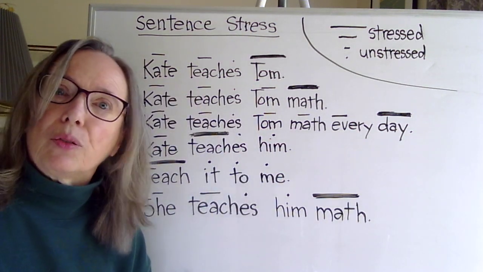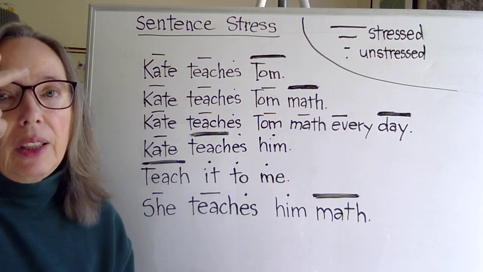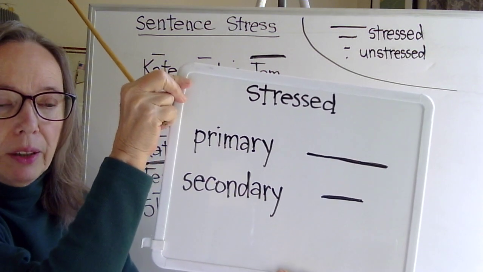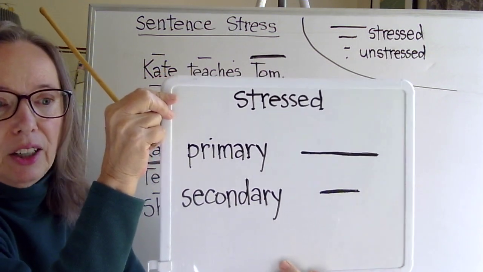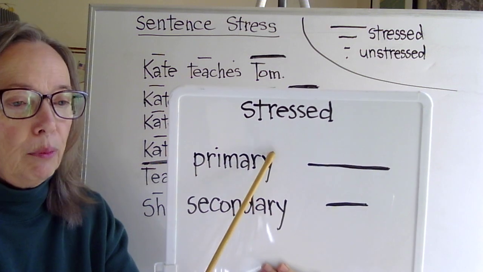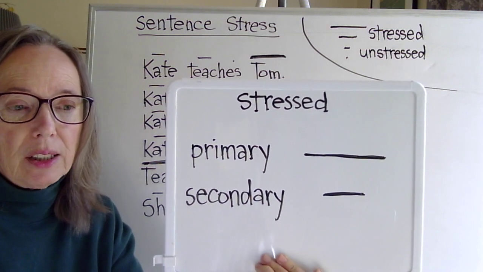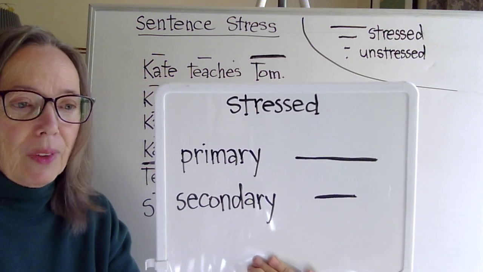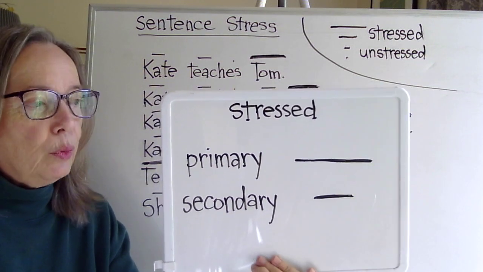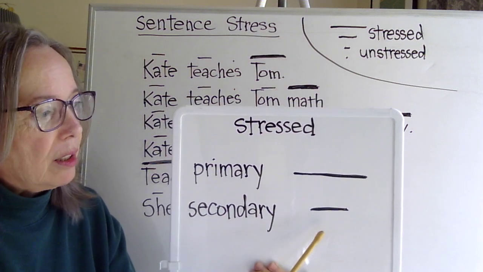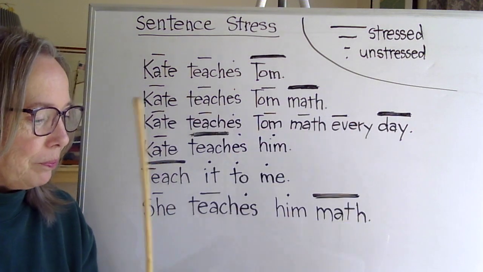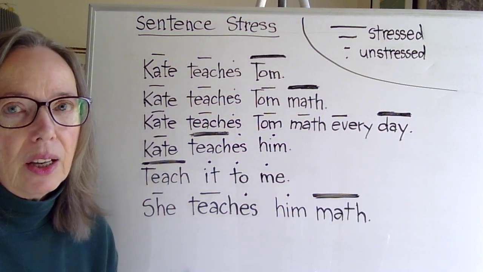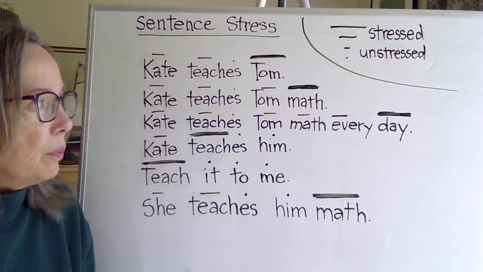When we talk about the stress levels for these stressed words, we usually call them primary and secondary. And I'll use primary is the maximum stress, and secondary is a little less stress, but still stressed. So I'm going to use these lines to represent maximum stress and slightly less stress. To do that, I've chosen a sentence that has only stressed words.